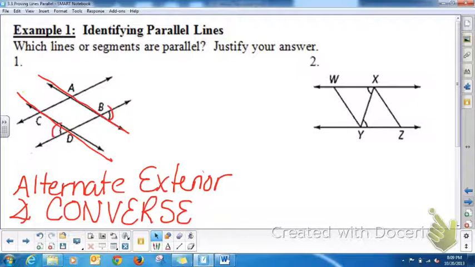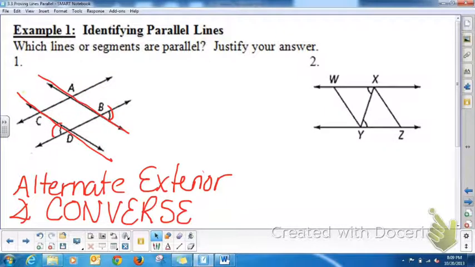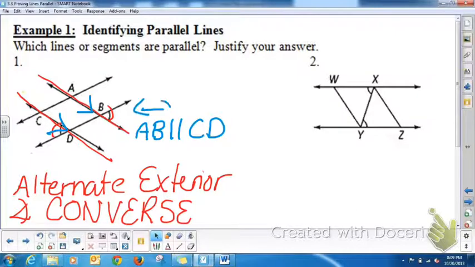Now notice you don't know anything about the angles over here, so I can't prove anything about line AC and line BD. I can only prove that line AB is parallel to line CD. So AB is parallel to CD because of the alternate exterior angles converse theorem. Take a minute and look at number 2. See what you can find.